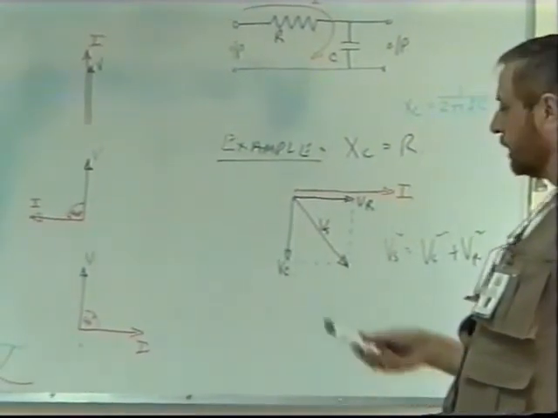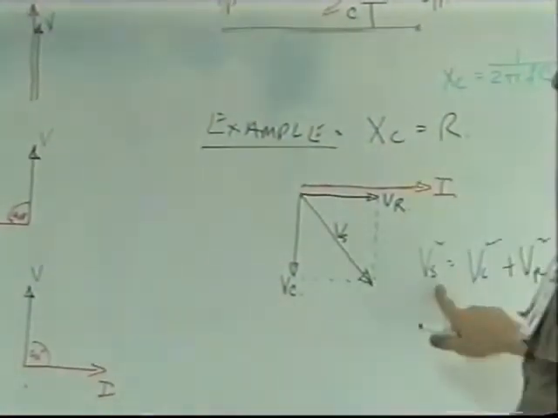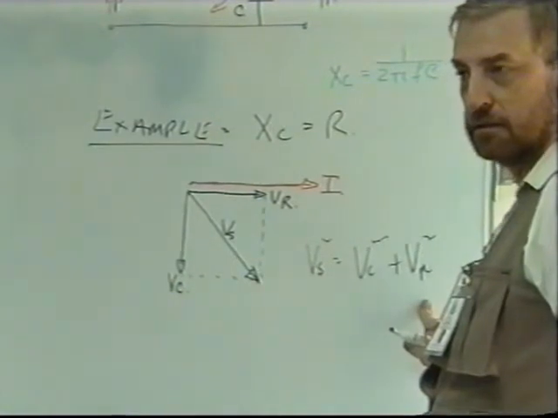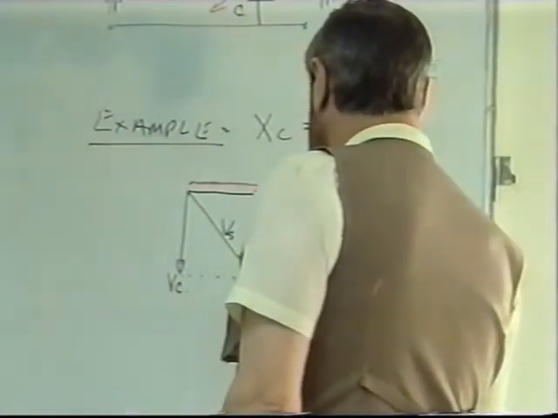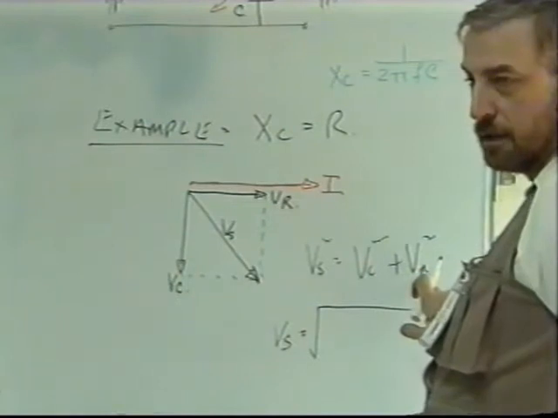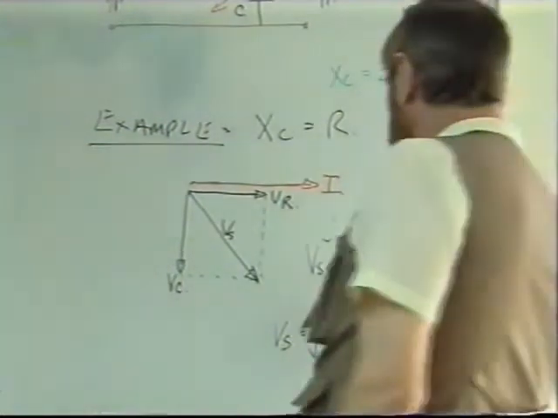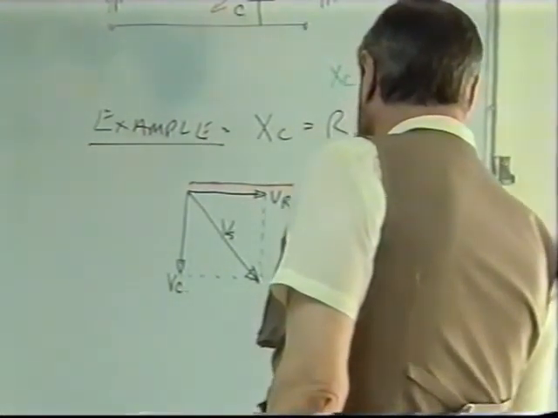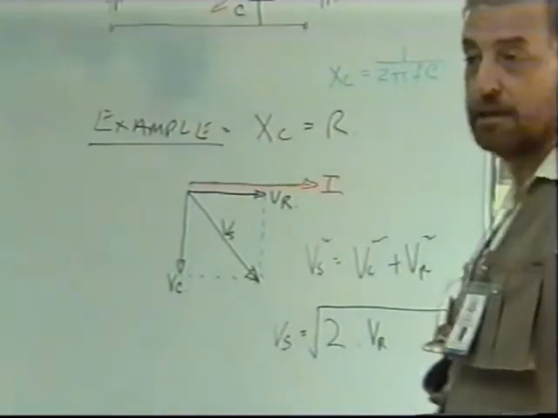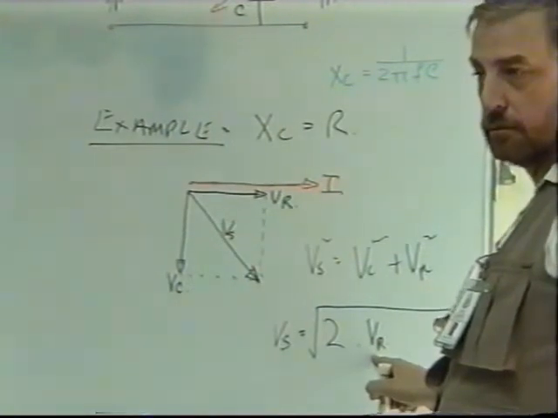What can we say about VS then? Remember, if XC is equal to R, then VC must be equal to VR. So VS would be the root of this squared plus this squared. Now, if these two are equal, then it's equal to the root of 2 times VR or VC, it doesn't matter, because they're both the same. The root of 2 times this.